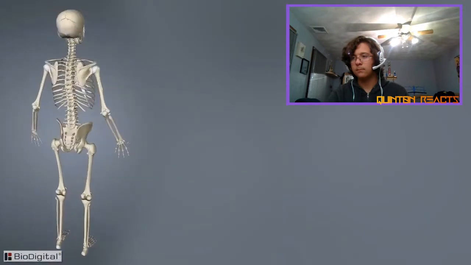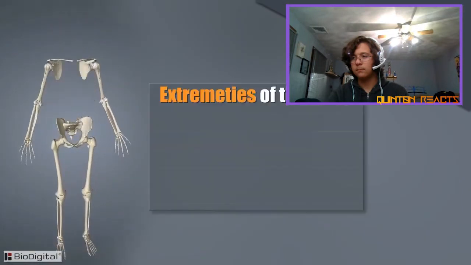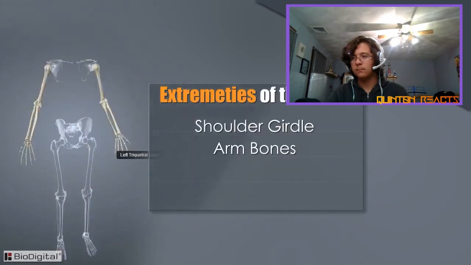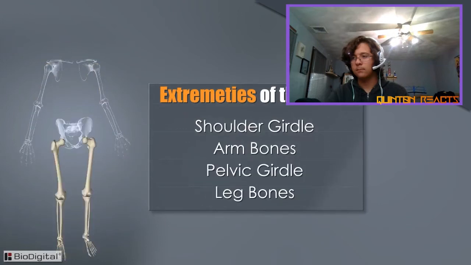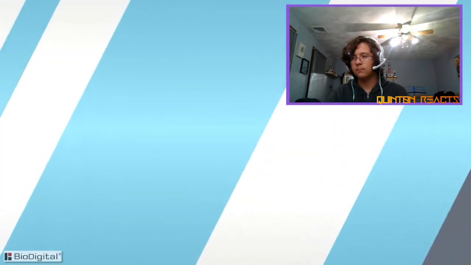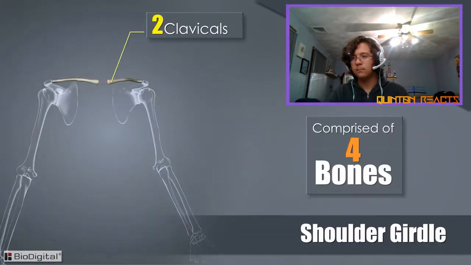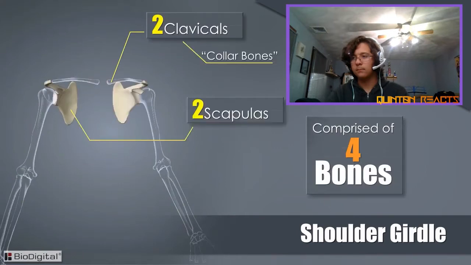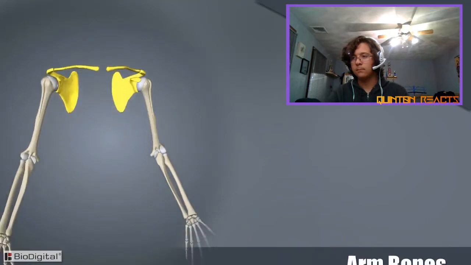The second major section of the skeletal system is called the appendicular skeleton. This section forms the extremities of the body, which are the shoulder girdle, arm bones, pelvic girdle, and the leg bones. The shoulder girdle is comprised of 4 bones. It's made up of 2 clavicles, known as the collarbones, and 2 scapulas, which are known as the shoulder bones. Together, these bones form the shoulder girdle, to which the arm bones attach.